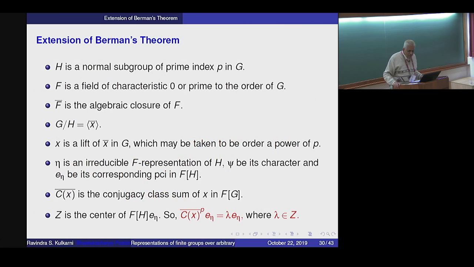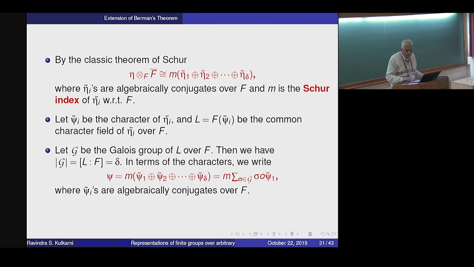So again, we have this information as before. And C bar x is again the conjugacy class sum of x in Fg. And let Z be the center of Fh E eta. Then the previous argument says that C bar x to the p E eta is lambda E eta, but now lambda is in Z. And lambda could be 0, and it may not have pth roots, and these are the issues.